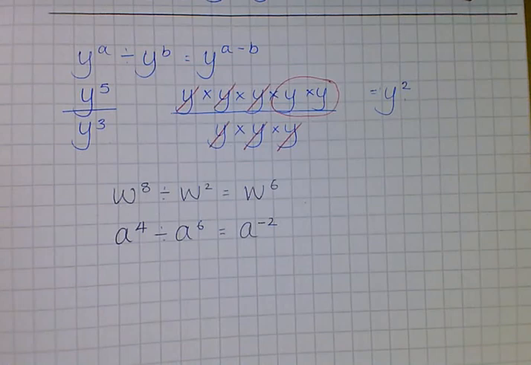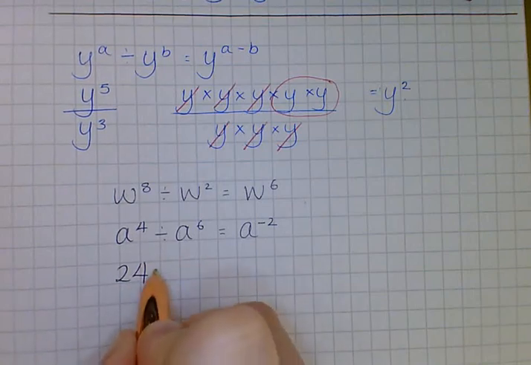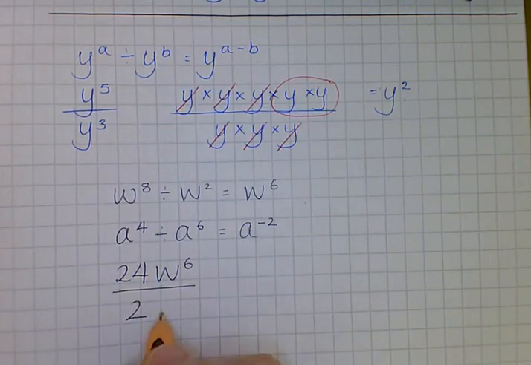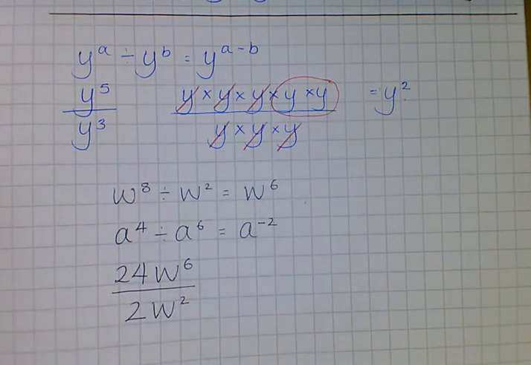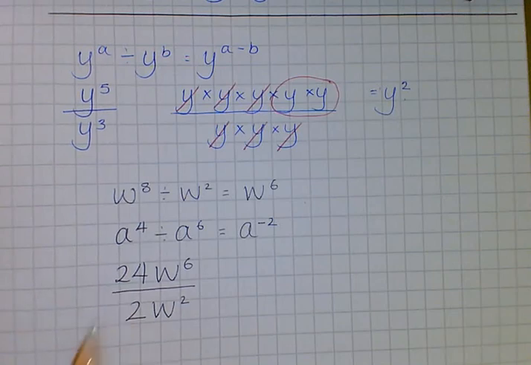And again, like with the multiplication, we can sometimes get numbers in front of the letters as well. So we might have something like this, where we have 24 multiplied by w to the power of 6 divided by 2 times w to the power of 2. As you all know, sometimes you're going to get a division symbol like this, and sometimes you can get a division symbol like this. They both mean exactly the same.